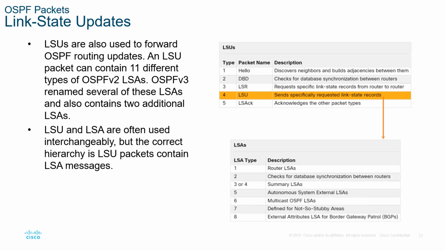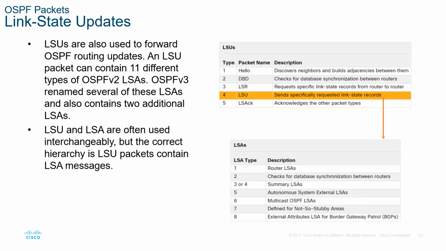LSUs are used to forward OSPF routing updates. An LSU packet can contain 11 different types of LSAs. LSUs and LSAs are often used interchangeably, but the correct hierarchy is an LSU packet contains LSA messages. And again, there are 11 different types of LSAs.